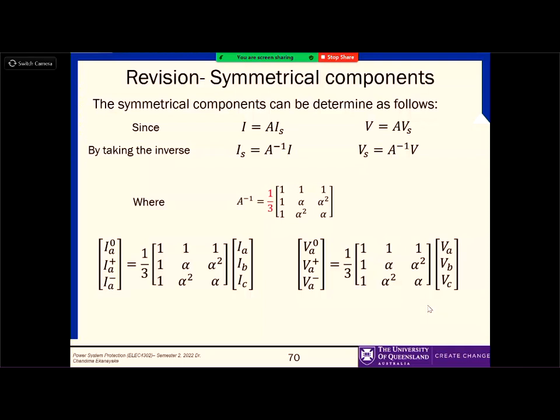So in most of the calculations, if we want to calculate the sequence currents, we need to invert this matrix, so that the symmetrical components are equal to the inverse of A times the real measured currents. Therefore, the real measured current vector times this matrix, times 1/3, is equal to the sequence components. So if you want to calculate the sequence components from the measured quantities, you have to use this matrix, which is the inverse of the A matrix. All right?